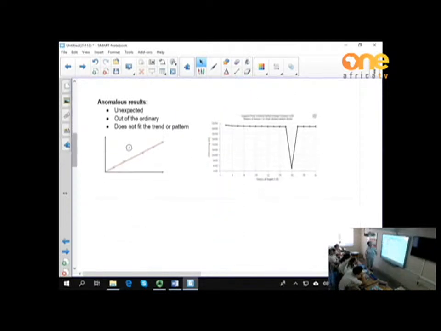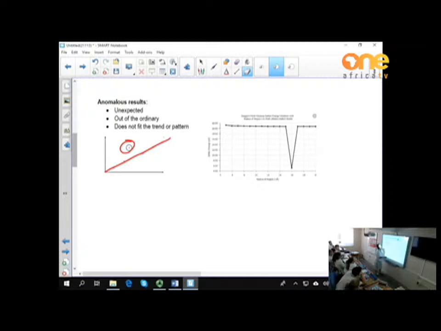Then we get something called an anomalous result. If you take a set of readings, and you set it up in a table, and from the table you must draw a graph, and you find that as you plotted your points on the graph, there was one point that didn't fit the pattern. Are you going to adjust your graph like that? No, never. You will draw a straight line through as many, or as close to as many, of the plotted points as possible. Please use a ruler to draw a straight line. We will ignore the anomalous result.